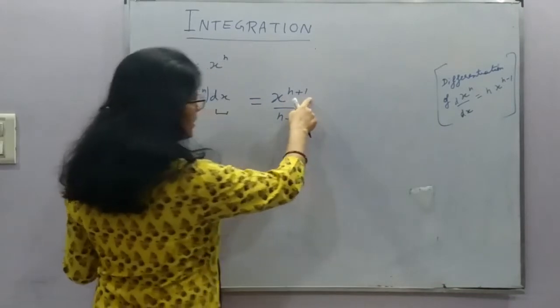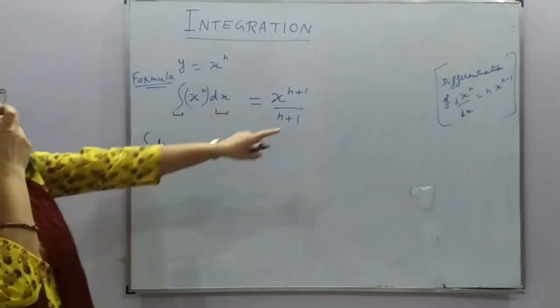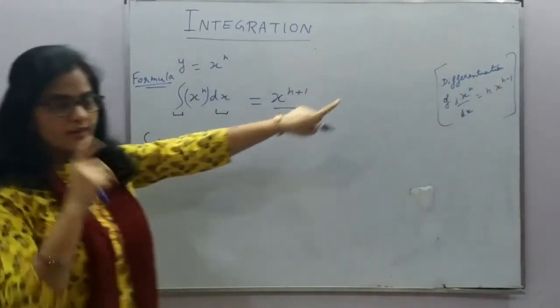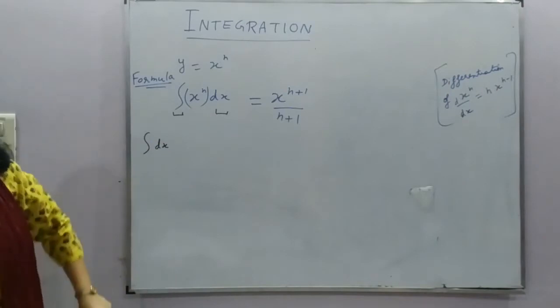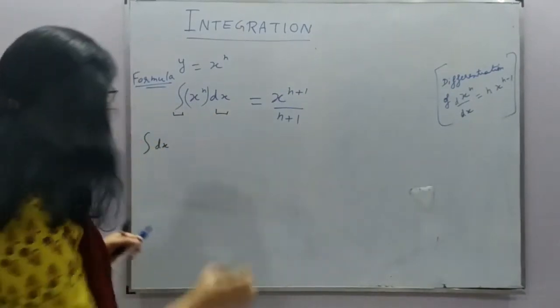Here we are adding 1 and we are dividing by this quantity after adding. There we were subtracting 1 and we were multiplying by this quantity, this power, before subtraction. So this is the basic formula. Let's take an example.